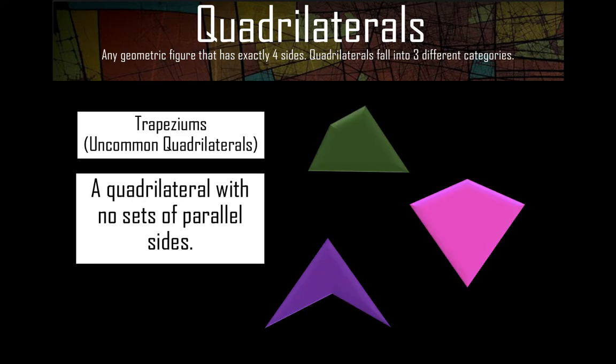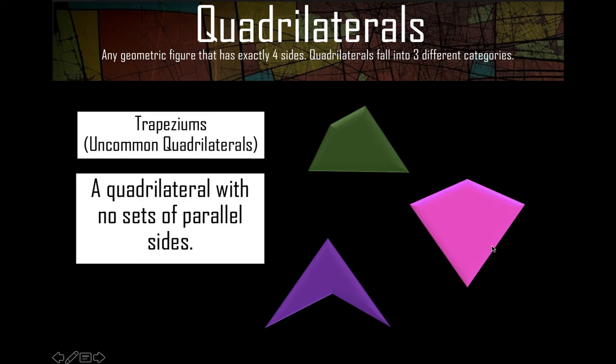The third type of quadrilateral we're going to talk about is a trapezium. A trapezium is a quadrilateral, so it has four sides, but it doesn't have any sets of parallel sides, meaning that each one of its four sides will cross with another side. If I were to draw, these two are already almost crossing. If we were to draw this side out and this side out, they are going to cross. They are opposite sides.